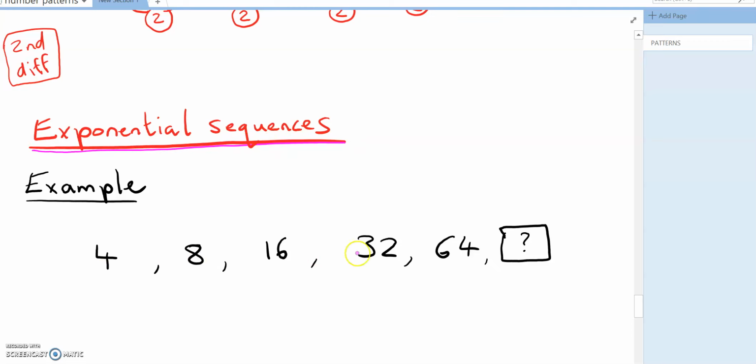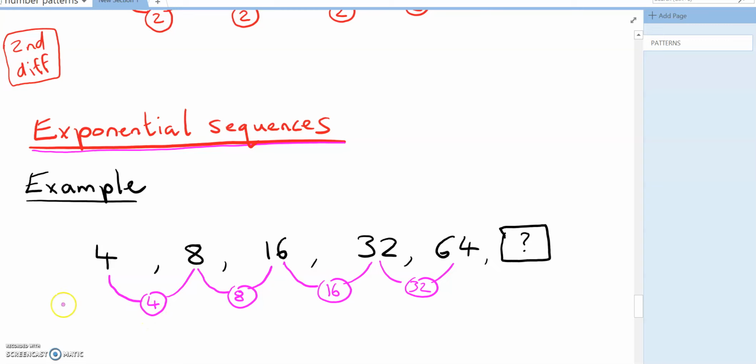Take a look at this sequence here, and let's see if it's linear. So let's find the first difference. The difference between 4 and 8 is 4. The difference between 8 and 16 is 8. Okay, so it's definitely not a linear sequence because already these first differences are different. The difference between 16 and 32 is 16. And the difference between 32 and 64 is 32.